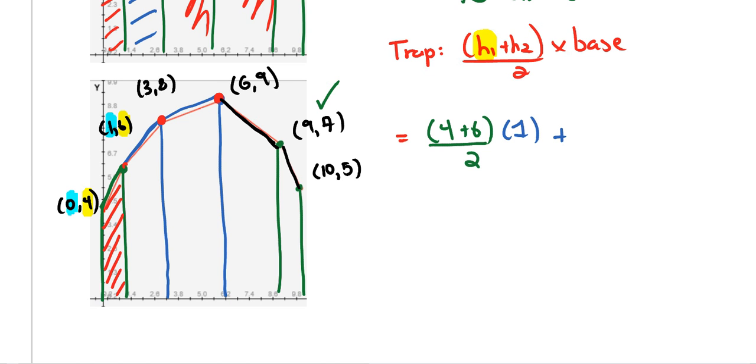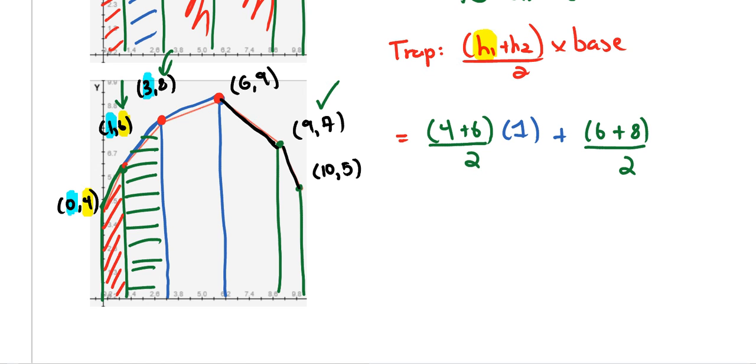And then if I look at my second trapezoid, which is this part in green, what is h1? Well, h1 is going to be 6, the y value there. And what is h2? Well, h2 is going to be 8. Divide by 2, and what's the base? Well, the base is the difference between 3 and 1, and so that has a base of 2.